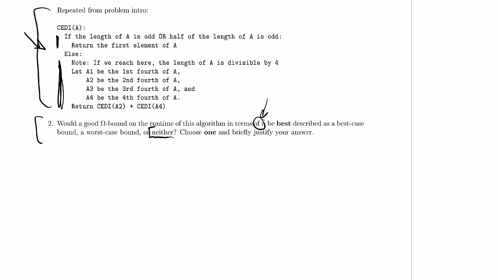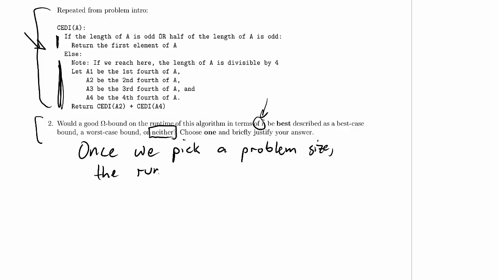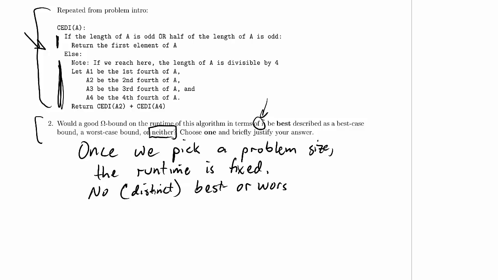That's my choice. And what should my justification be? Well, once we pick a problem size, the runtime is fixed. I was going to say no best case and no worst case, but let's say no distinct best or worst case exists.